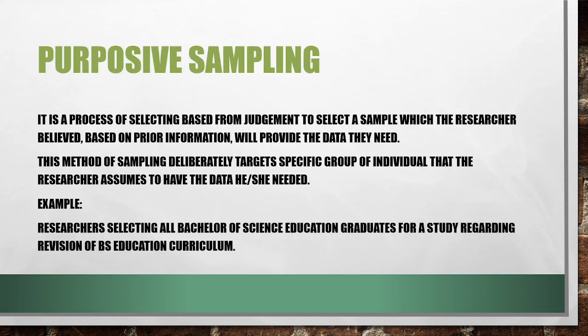Okay? So another one is what we call purposive sampling. This is actually better, in my opinion, than convenient sampling. Purposive sampling is a process of selecting based on judgment a sample which the researcher believes, based on prior information, will provide the data they need. This method of sampling deliberately targets a specific group of individuals that the researcher assumes to have the data he or she needs. So for example, selecting all BS education graduates for a study regarding revision of the BS education curriculum.